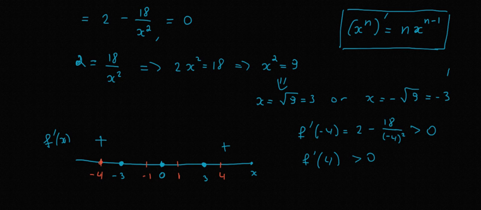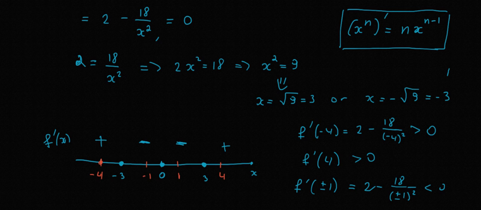And now if we plug in positive or -1 instead of x into our derivative, 2 minus 18 over x squared, so either positive or -1 squared, this is going to be negative. You see, it's actually going to be -16. And so we see that the derivative is negative both on the second and third intervals.